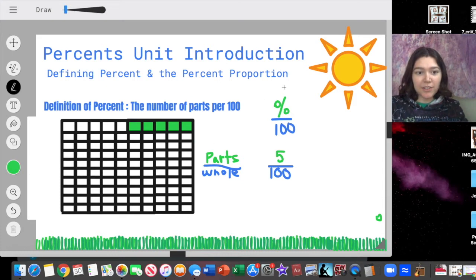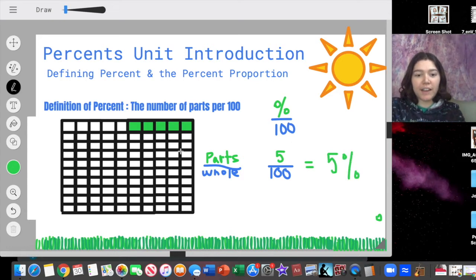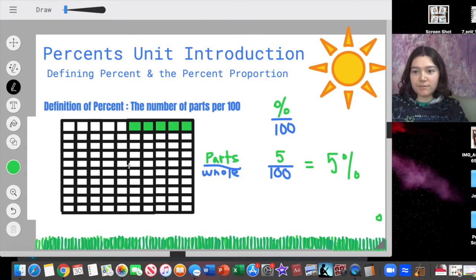So that actually gives us my solution. Let me look at my definition again of percent: the number of parts per 100. So I have 5 parts here shaded in out of 100. So that means this is equal to 5%. When I have 5 out of 100, I have 5%. So 5% of this diagram is currently filled in. All right, now let's look at a little bit of a harder example.